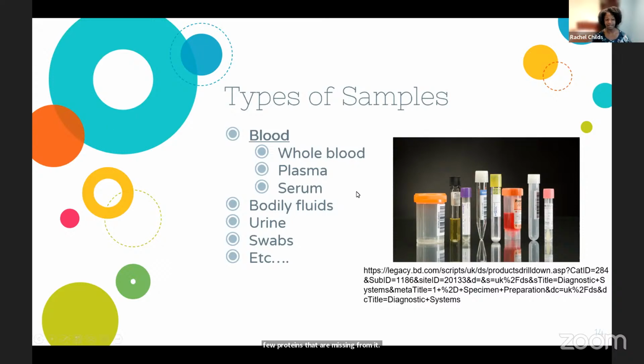We can also receive bodily fluids, whether that be urine, sputum, or other fluids within your joints. Then we can receive swabs from the throat or from a wound infection. Pretty much anything that can come out of your body, we can receive and do testing on to get a result.